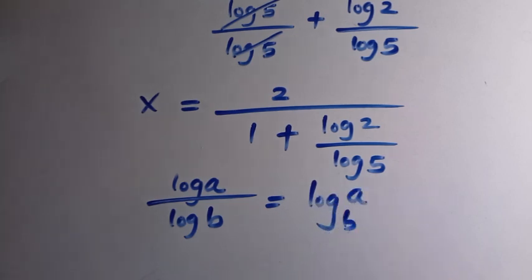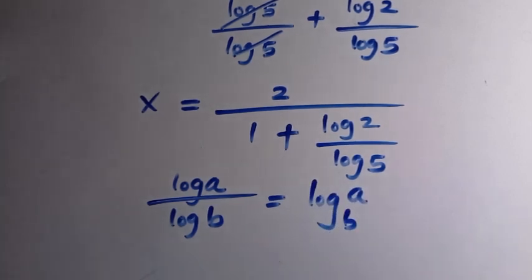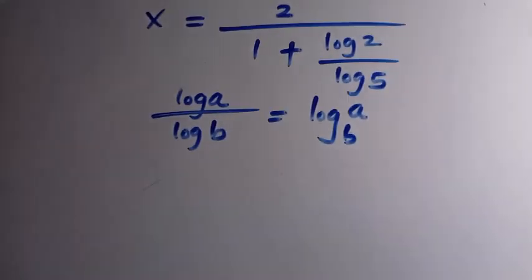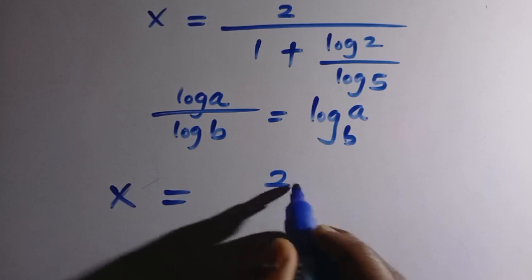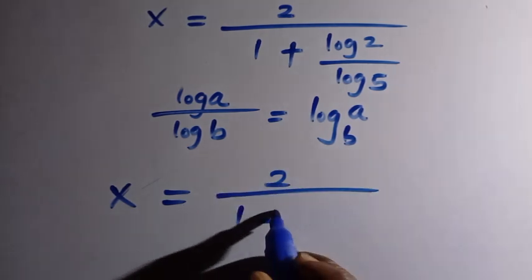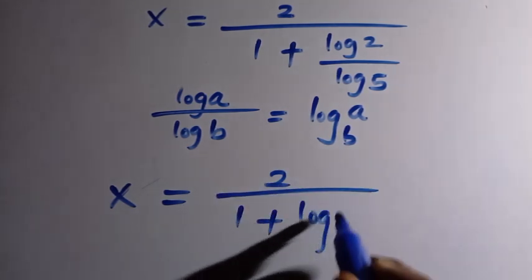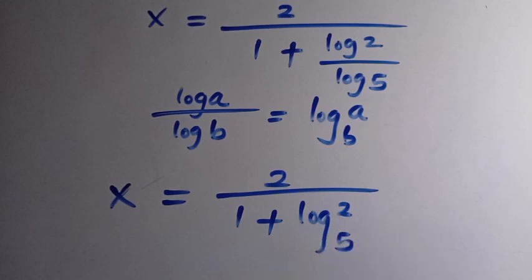log a base b. So when we apply this, we see x equals 2 divided by 1 plus log 2 base 5. And this is the result for the value of x, 2 divided by 1 plus log 2 base 5. So this is how to solve these questions.